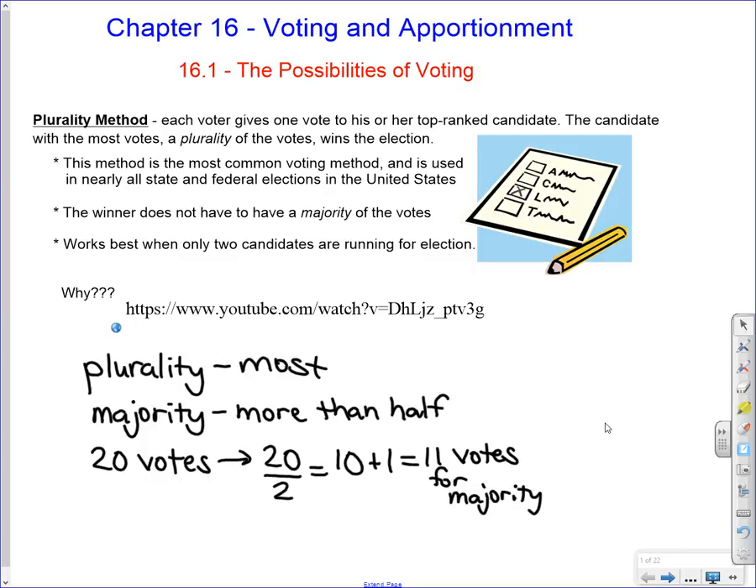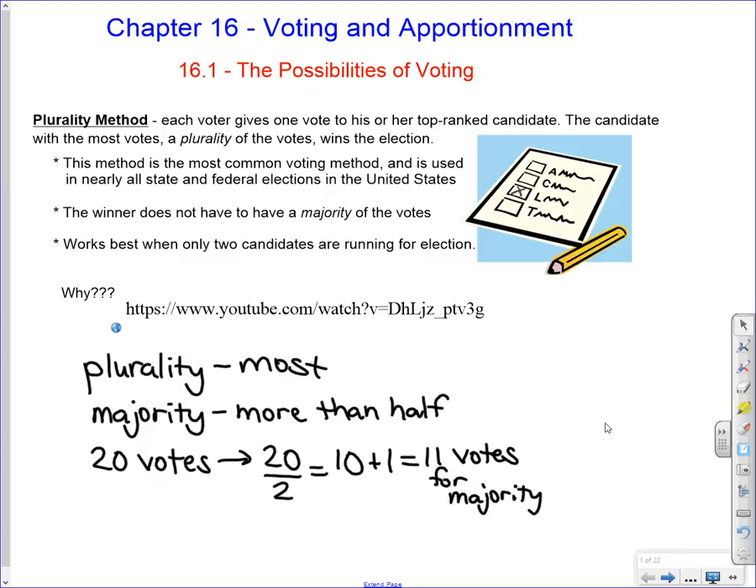And what's in 16.1 is all the different voting methods that we're going to cover. So chapter 16 is kind of an interesting chapter, I guess I'll say. It's probably some topics that you've never covered before. I know when I started teaching this class, these were some topics that I'd actually never seen, I don't think, in any of my undergrad or graduate classes. So they are some interesting topics, though.